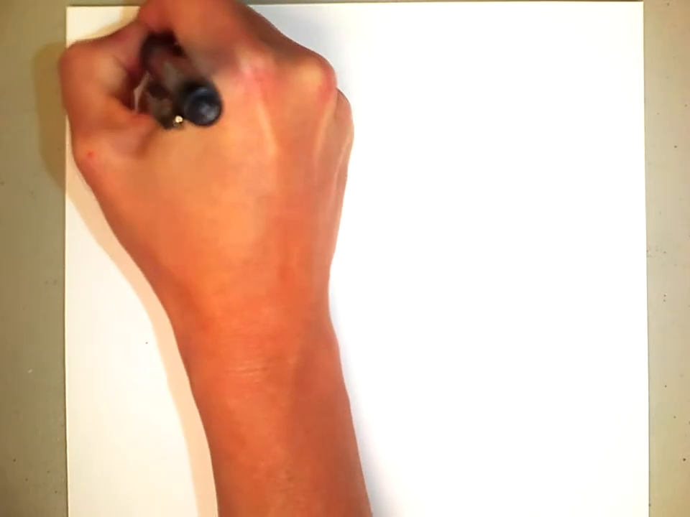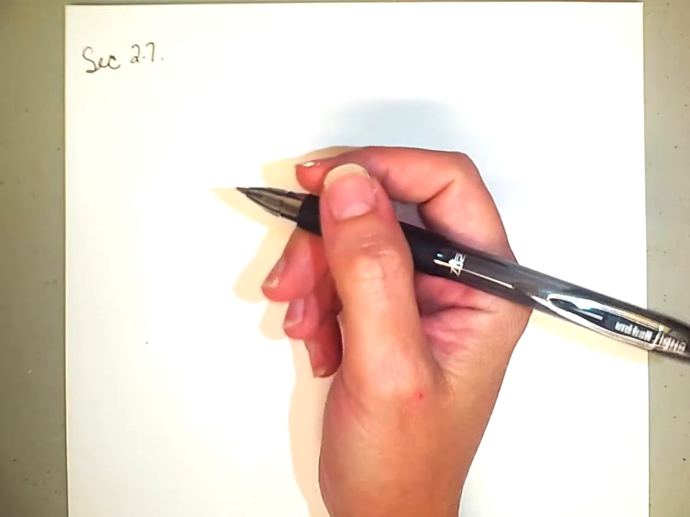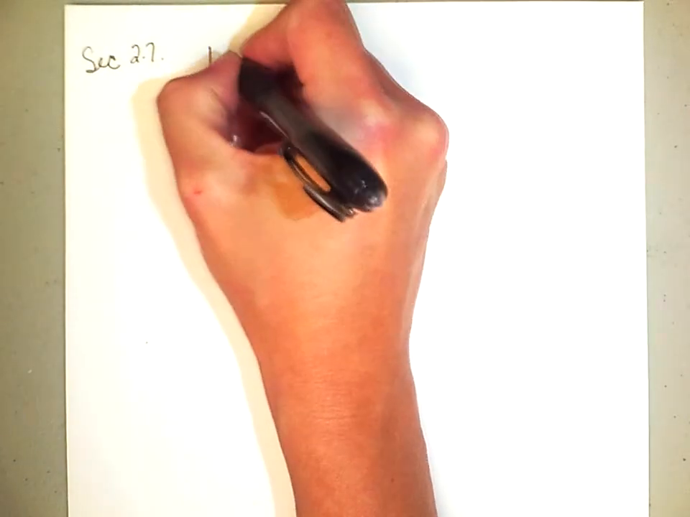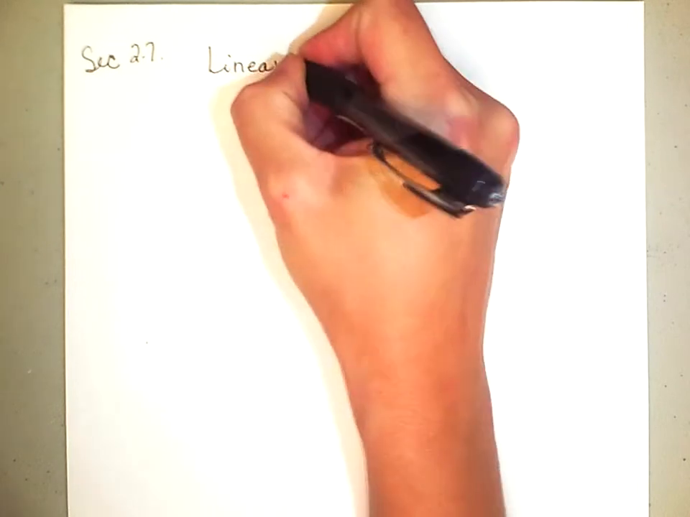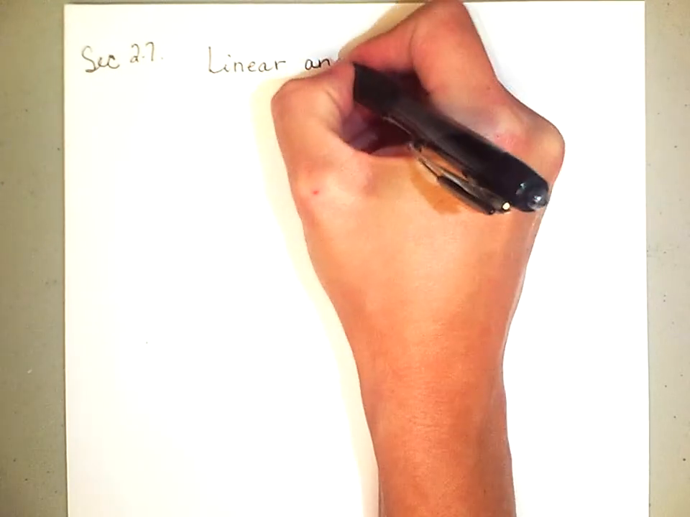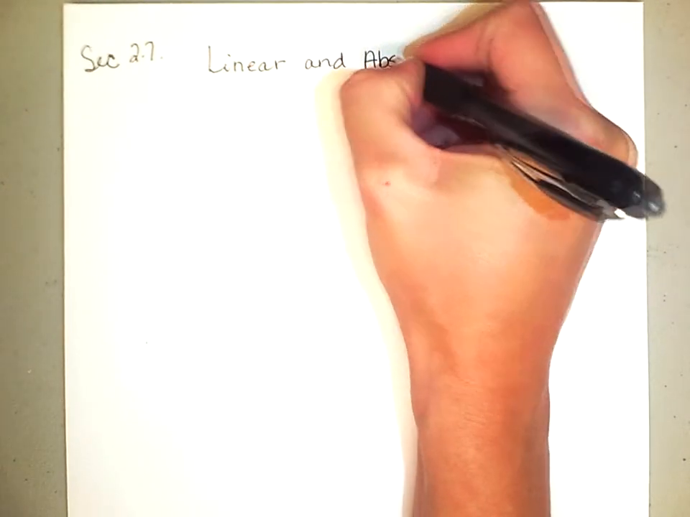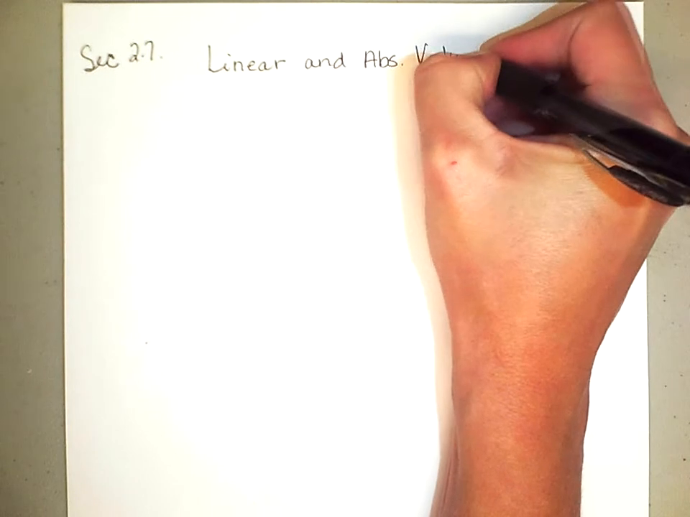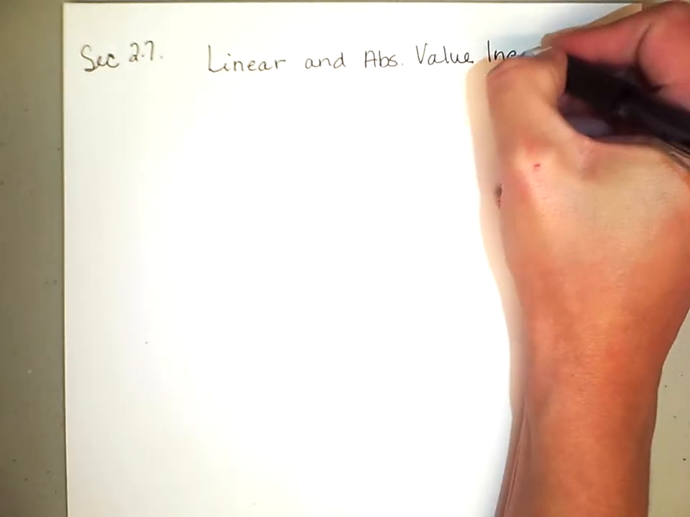Hi. Okay, so today let's talk about section 2.7. This is where we're going to talk about linear, meaning a line, and absolute value inequalities.